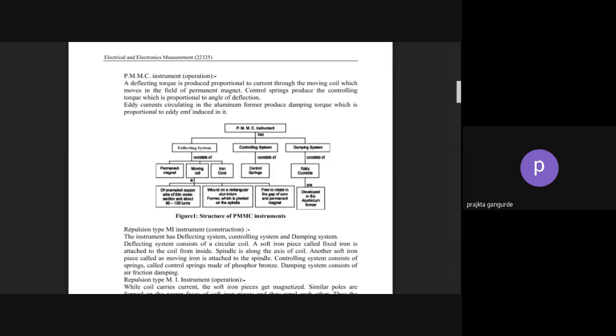Then the second system is the controlling system. The controlling system consists of a spring. The spring is required to bring the pointer to its original position. Suppose we have to measure the 5 ampere current. Then the pointer shows the 5 ampere. But whenever we switch off the supply, the pointer comes back to its original position, that is the zero position, and this happens with the help of the spring, which is connected at the center, the spindle of the meter.